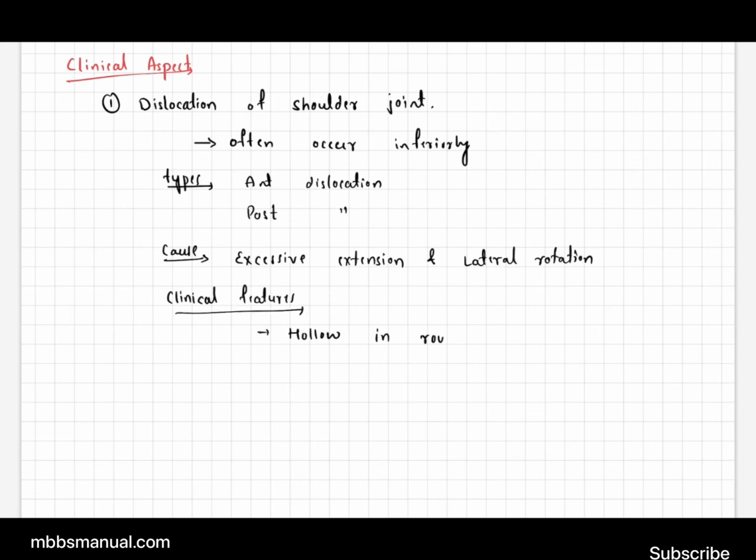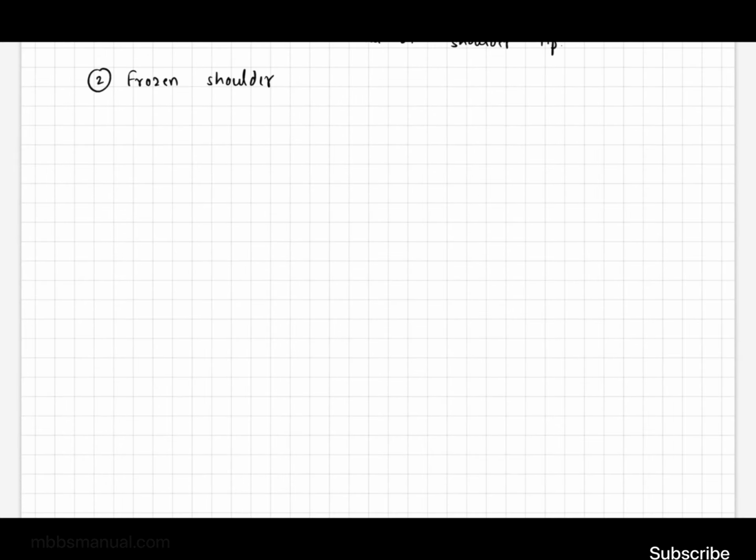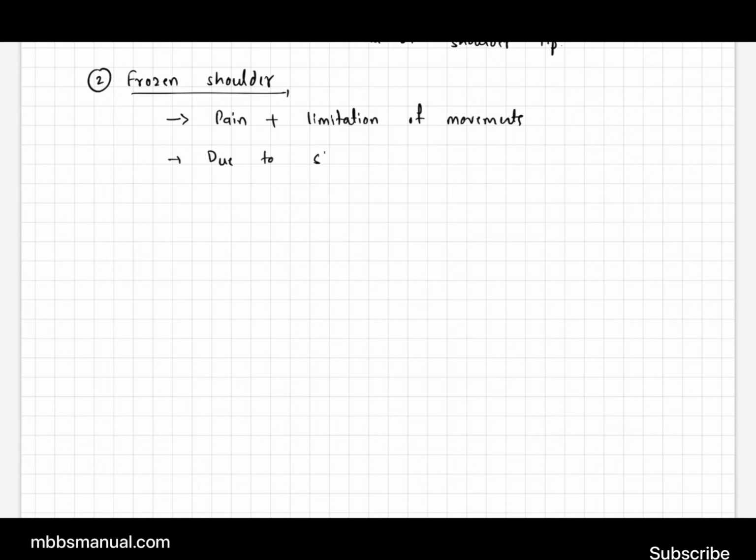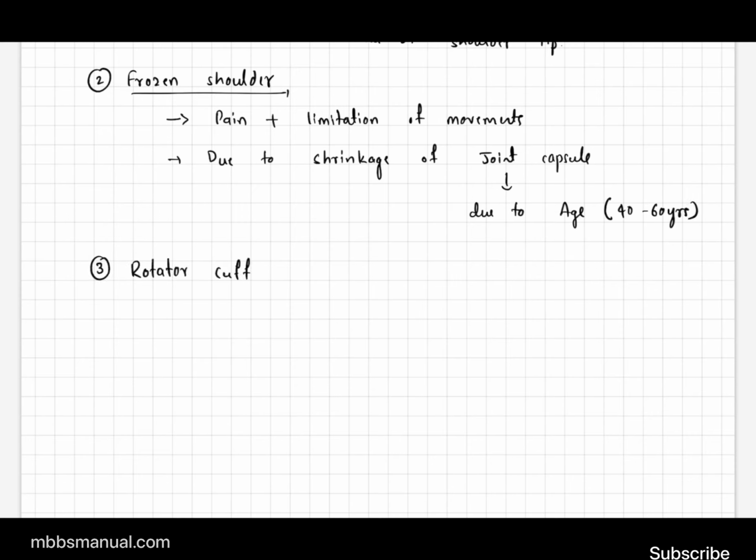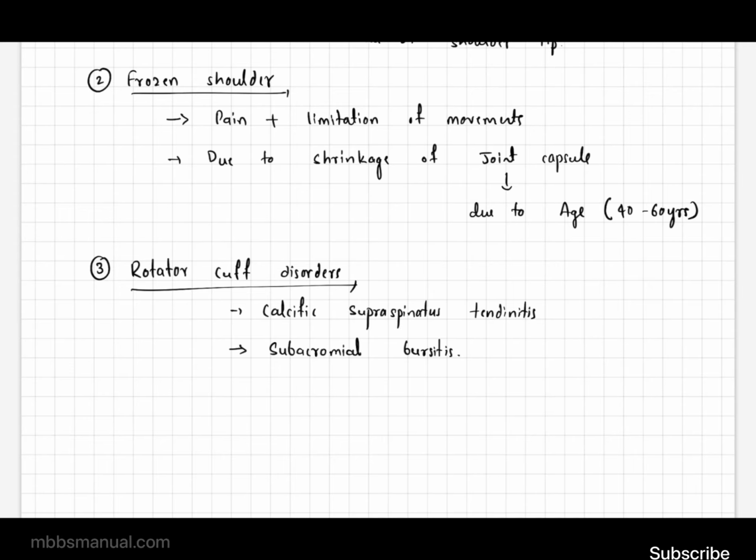And clinical features are hollow contour in rounded shoulder and prominence of shoulder tip. Frozen shoulder, also known as adhesive capsulitis. It has pain with limitation of movements due to shrinkage of joint capsule, and it is an age phenomenon. Rotator cuff disorders, calcific supraspinatus tendinitis, and subacromial bursitis.